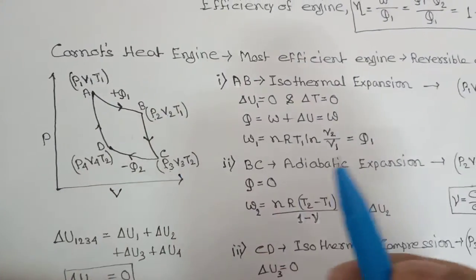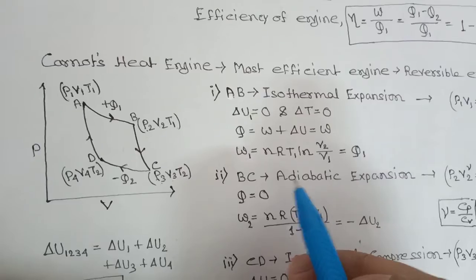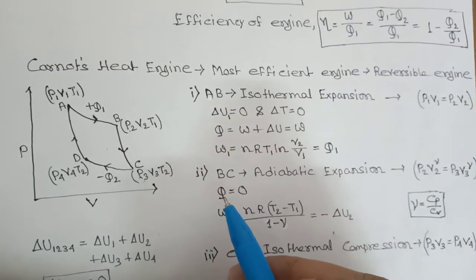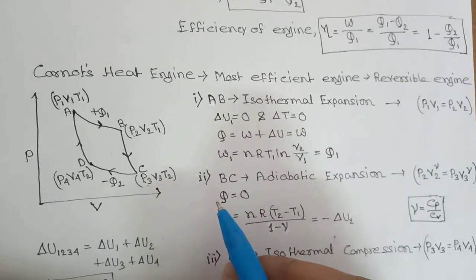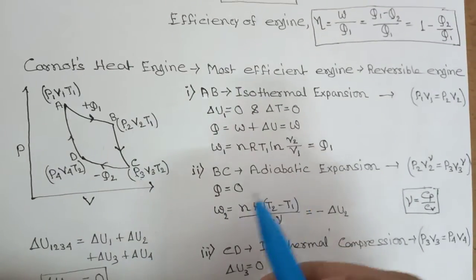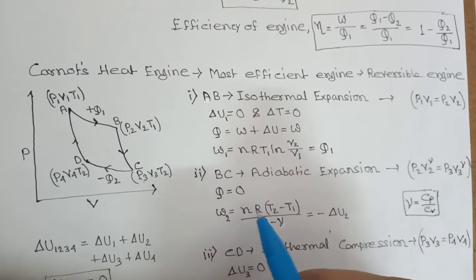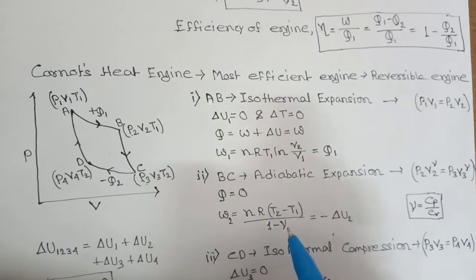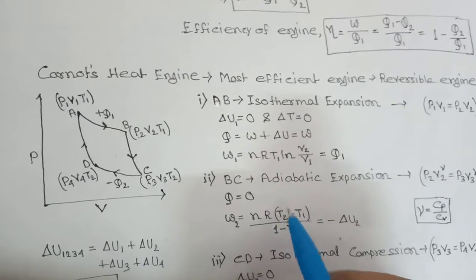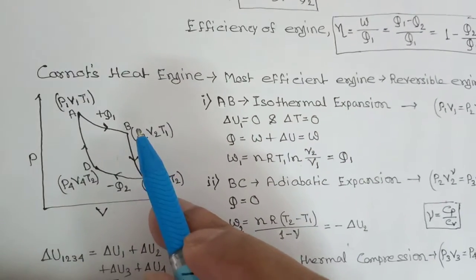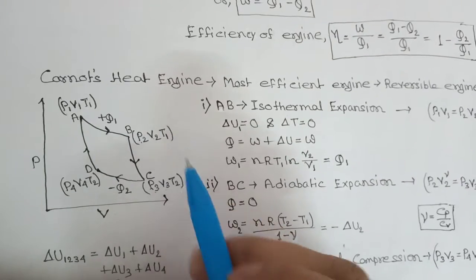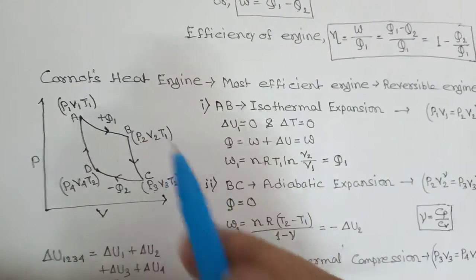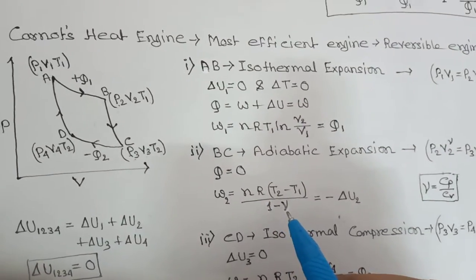Now we will see the work done in the process B to C. This is adiabatic expansion. An adiabatic process means no heat is transferred between system and surroundings, so Q will be 0. In an adiabatic process, the formula for work done is nR (T2 minus T1) by (1 minus gamma). Here T2 is the final temperature and T1 is the initial temperature, so you have to subtract T2 minus T1. And gamma is called the Poisson ratio.